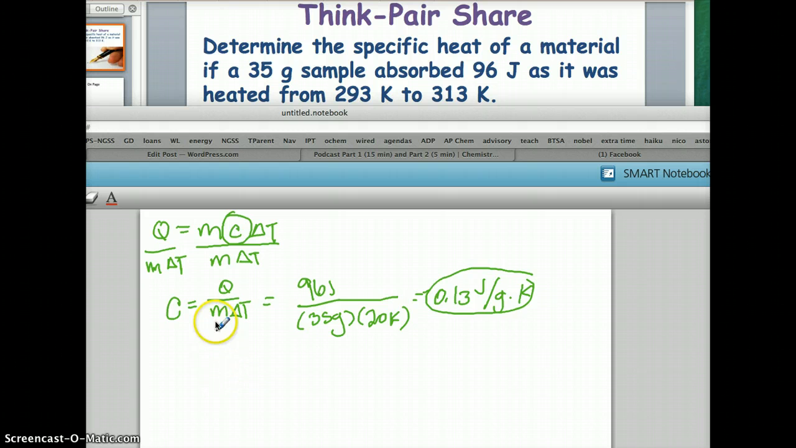Make sure you know how to manipulate the formula, because if I ever say, here's the specific heat, here's the mass, but here's the initial temperature, what is the final temperature? You need to know that delta T is the final temperature minus the initial temperature. So make sure that if I give you everything else, this is what you're going to be solving for.